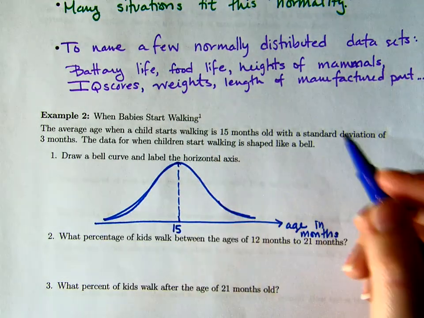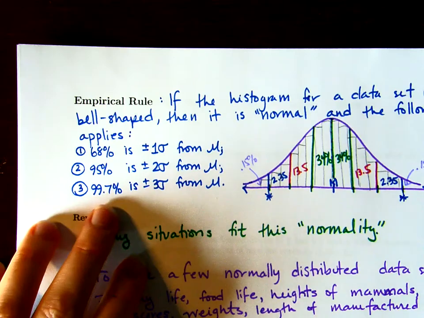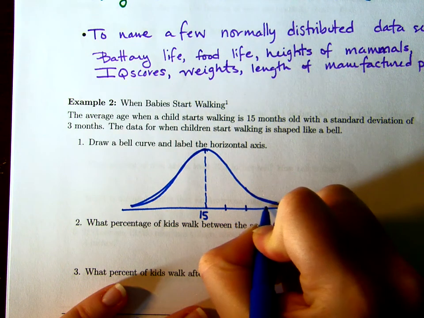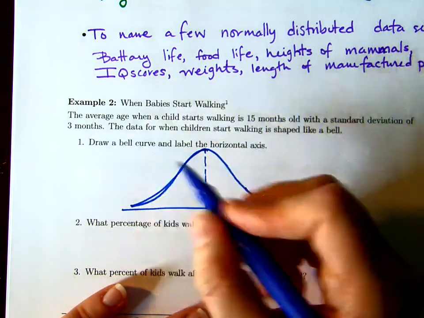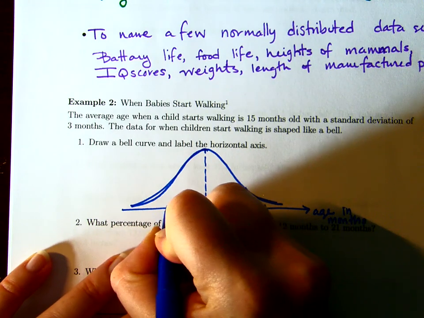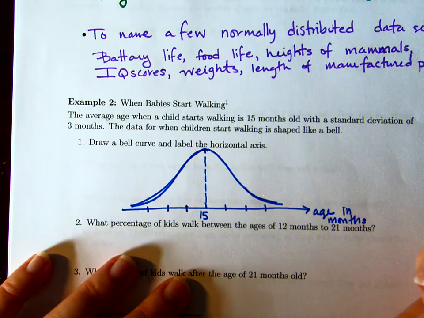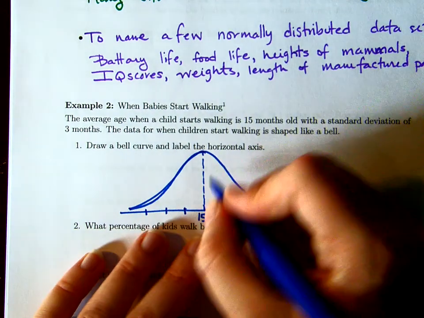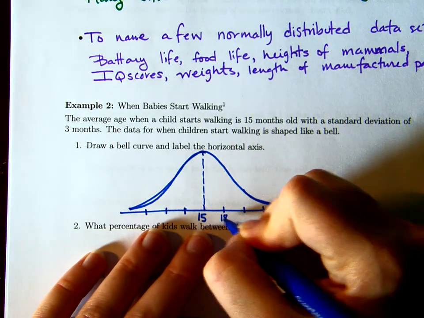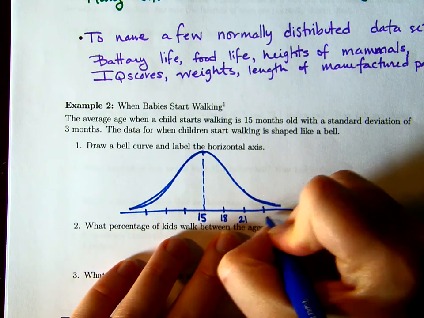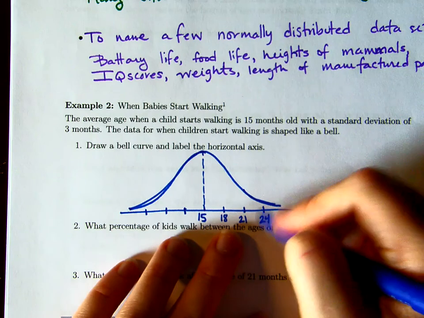Standard deviation of 3. So I'm going to go, notice this says plus or minus 3 standard deviations. So I'm going to go 1, 2, 3 standard deviation and 3 below it. 1, 2, 3. Okay. And the standard deviation itself was 3 months. So this would be 18 because that's 3 months more. 3 months more was 21. 3 months more was 24. 2 years old there.